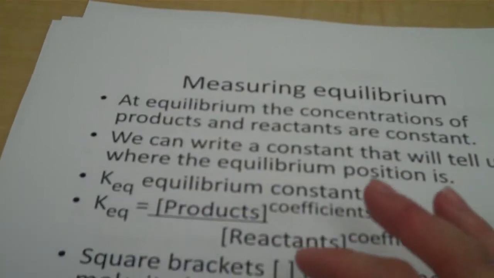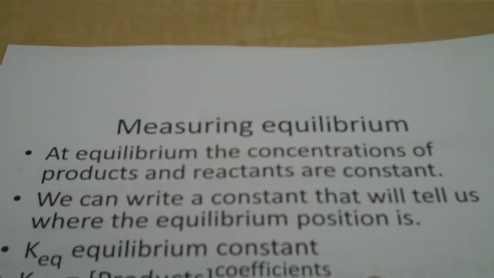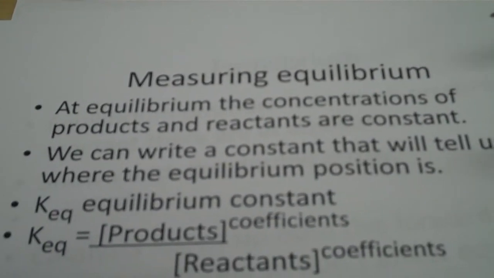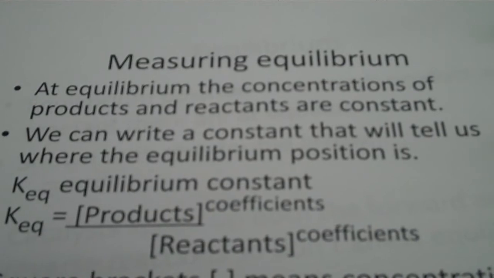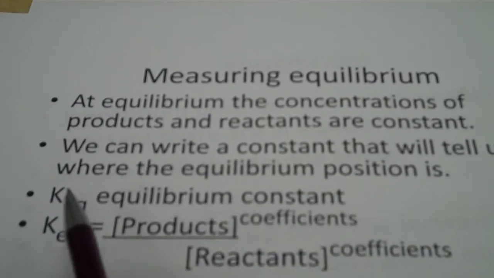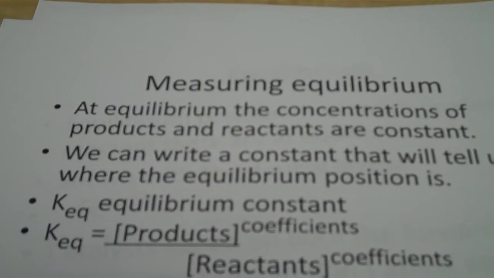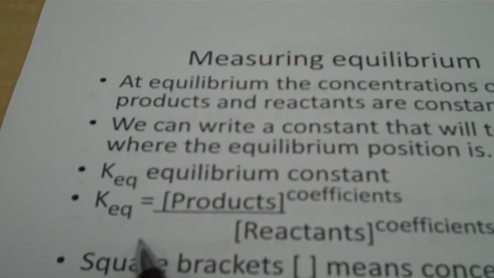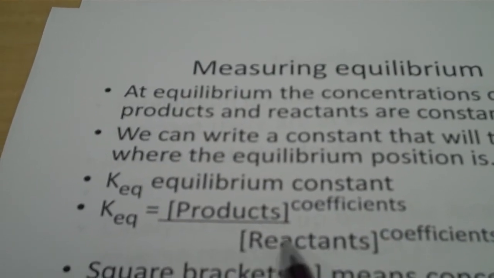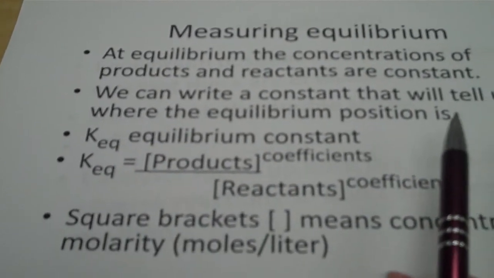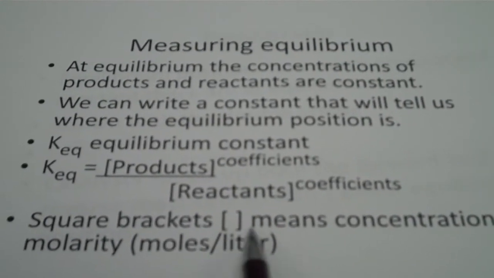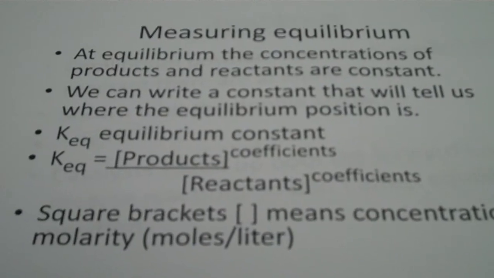So how do we measure equilibrium? At equilibrium, the concentrations of products and reactants are constant. They do not change. We can write a constant that tells us what the equilibrium is. We call it an equilibrium constant, K_eq. We usually use K for constants. K_eq equals the products raised to their coefficients, all over the reactants raised to their coefficients. The square brackets simply mean the molarity, or the concentration of the solution, in moles per liter.